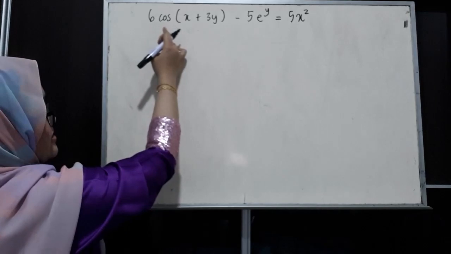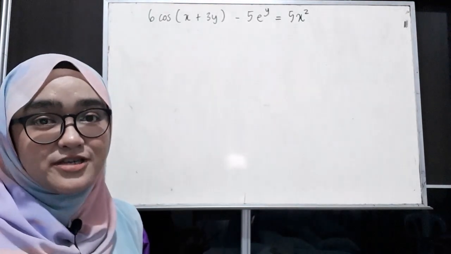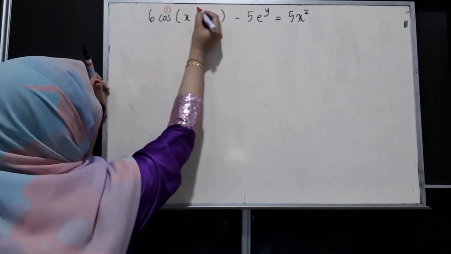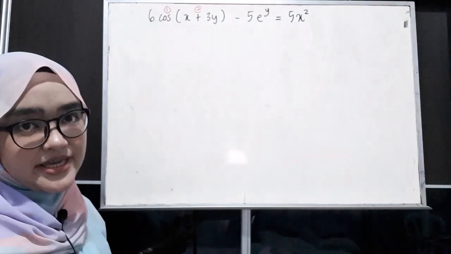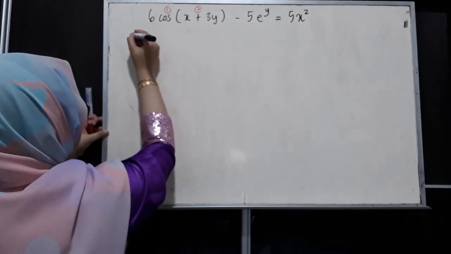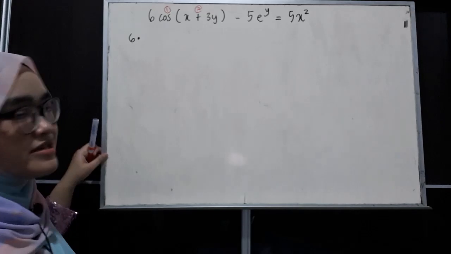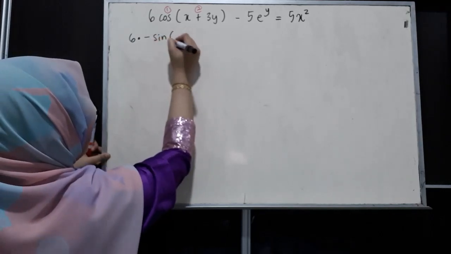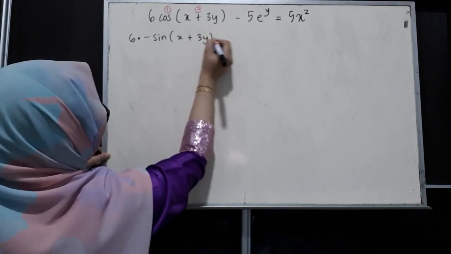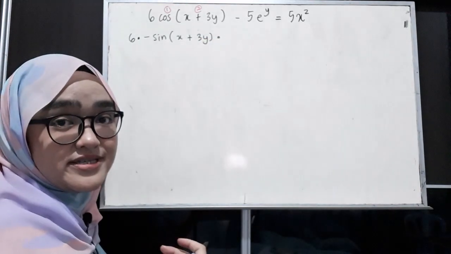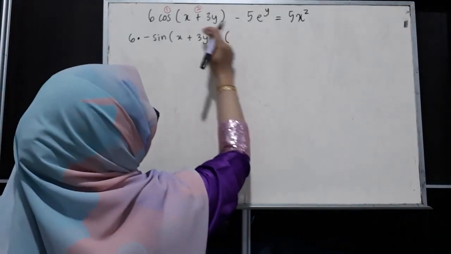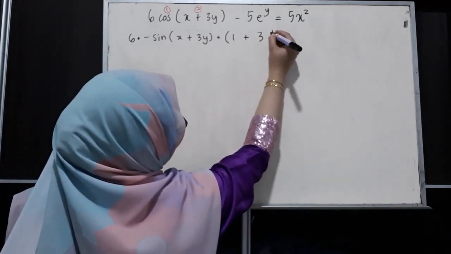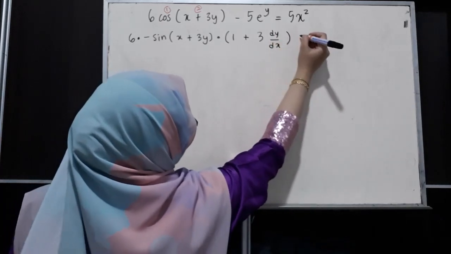We want to differentiate 6 cos of x plus 3y, which is a composite function. 6 is just a coefficient. So, number 1, differentiate cos. And number 2, differentiate the thing in the bracket. 6 as the coefficient will remain. Differentiate cos, we get negative sin of x plus 3y. Multiply. Now, we want to differentiate the thing inside the bracket. Differentiate x, we get 1 plus differentiate 3y, we get 3 dy over dx. Minus.